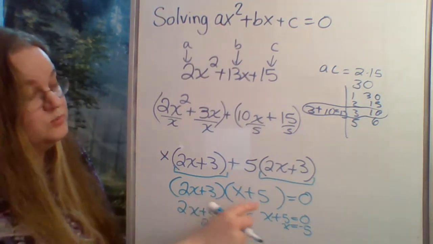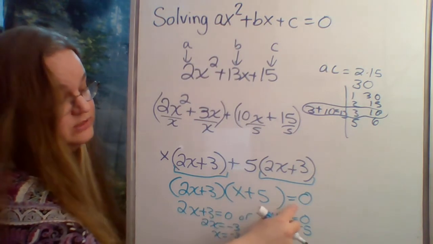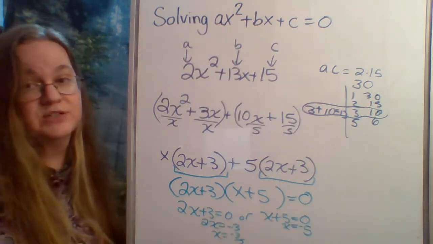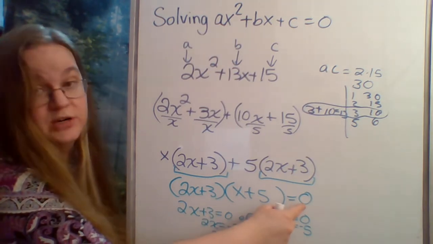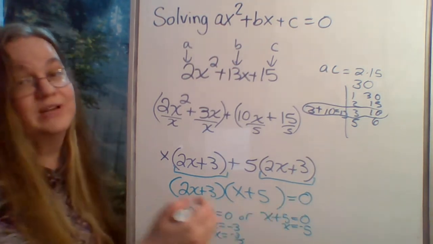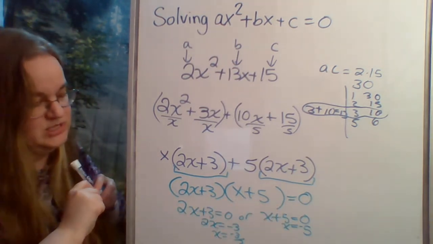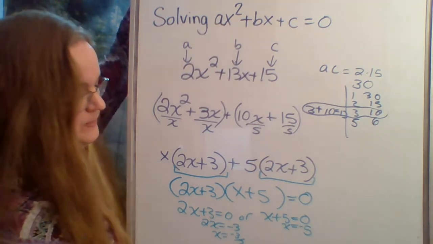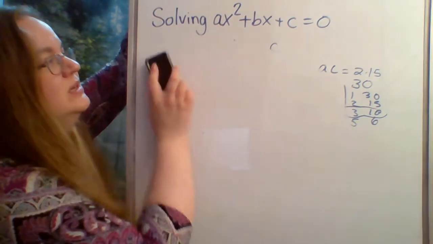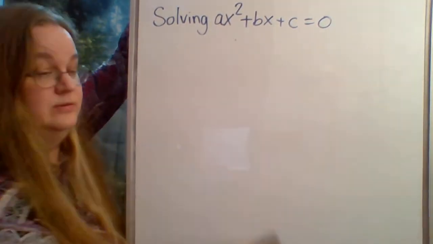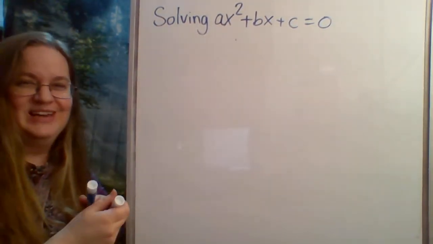Once I have my two binomials, I just set each of those to 0 because, of course, remember that when you come out with a product of 0, at least one of these two has to be 0. And so that's what we use to find the answer. Let's take a look at another example of how to deal with a little bit more complicated problem.